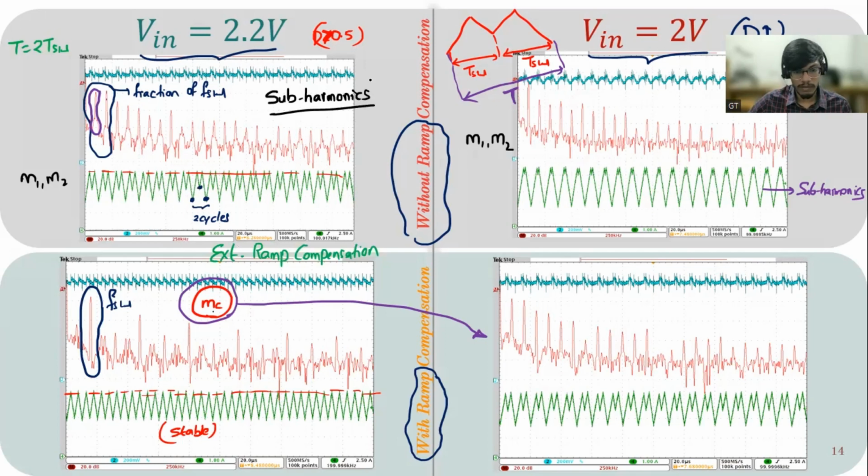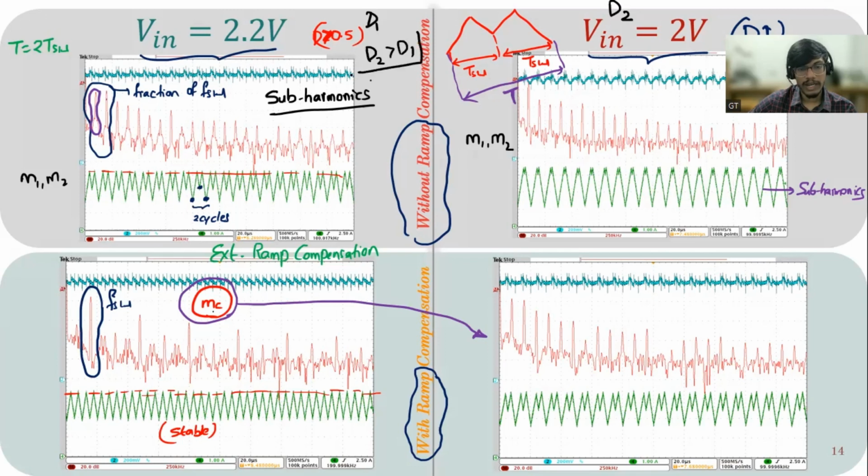Sir, we have Vn equal to 2 volt after ramp compensation, and the system is unstable in the last figure? No, actually we are considering two case studies. In one case, Vn is 2.2 volts, so say the duty ratio is D1. In the other case, Vn is equal to 2 volts, so the duty ratio is D2. So D2 is greater than D1.